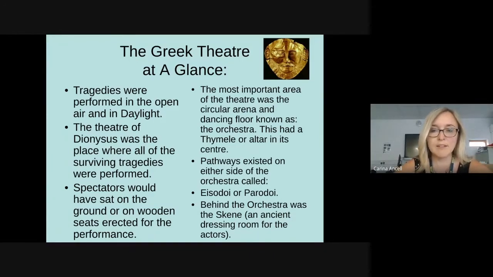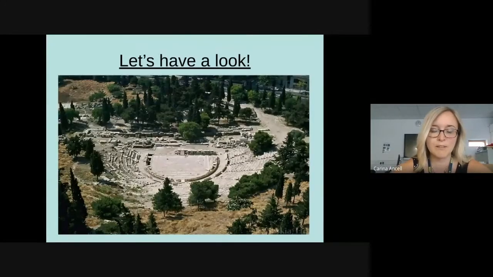And in the centre of the theatre, we have this circular arena, which you can see better if we look at the picture here. And this was known as the orchestra. So the section where hopefully you can see my arrow pointing there. So this is where the singing, dancing and theatre would take place.